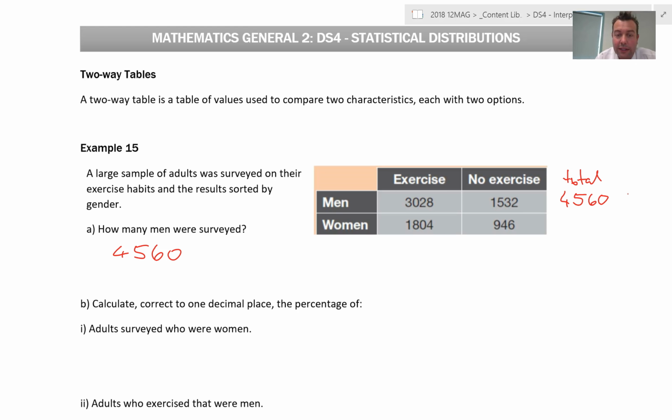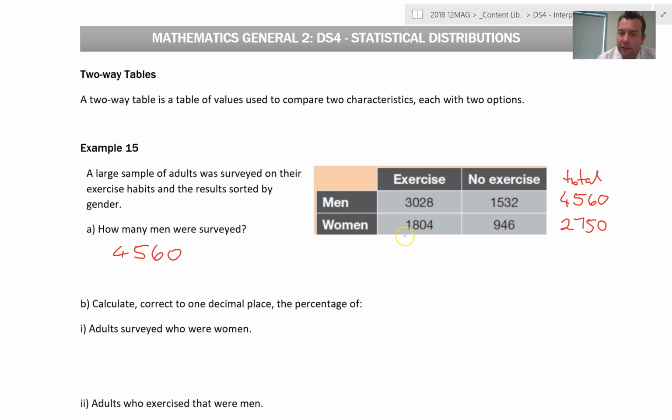Now calculate, correct to 1 decimal place, the percentage of adults surveyed who were women. So what I need to know is the total number of adults and the total number of women. Well, I've got a few more things to do here. I need to find out the total number of women here. I should have done it when I said so before. So that looks to me like 2,750.